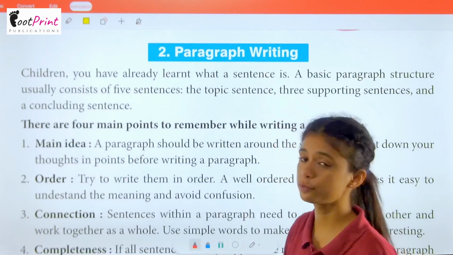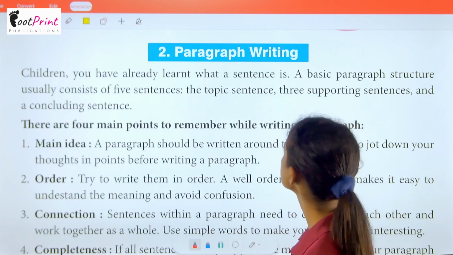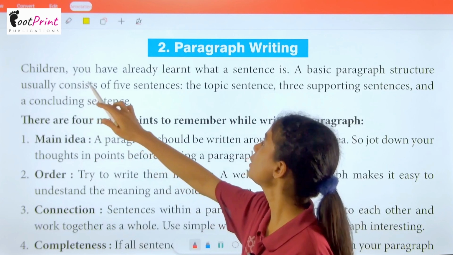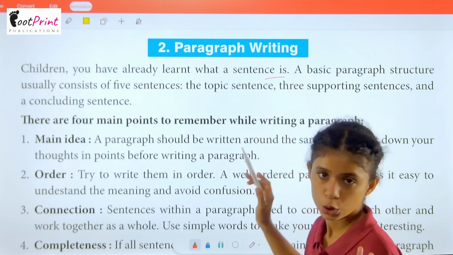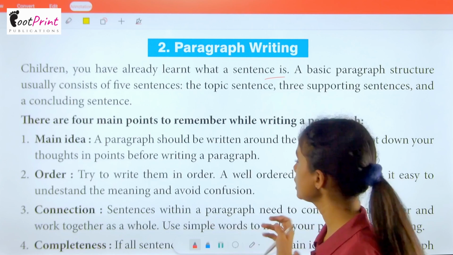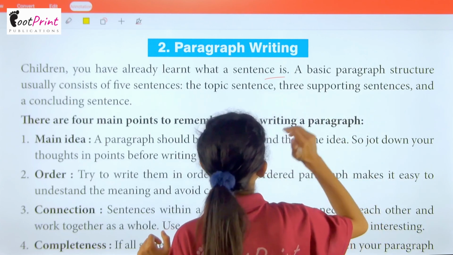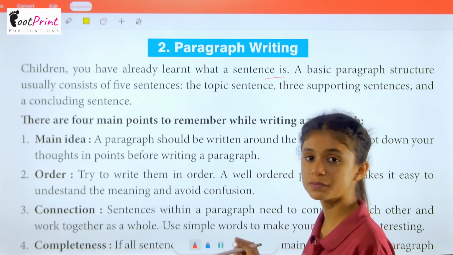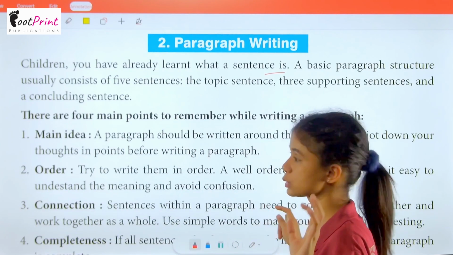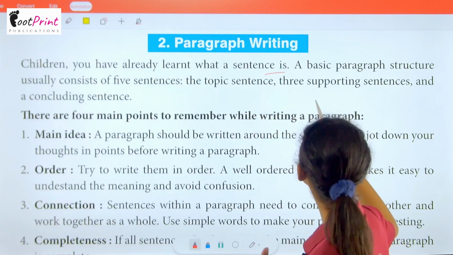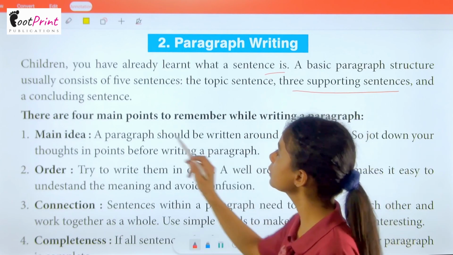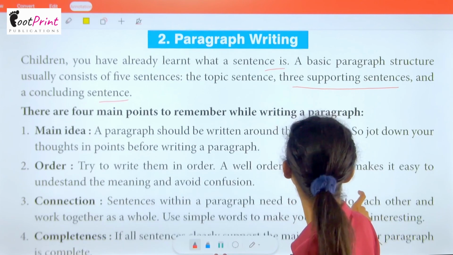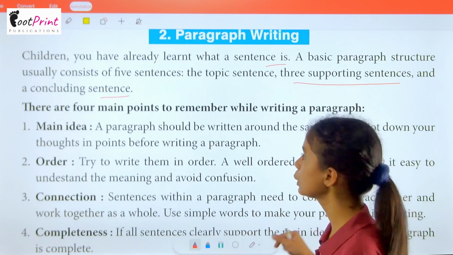Now the second thing we have to practice here is paragraph writing. Now, we will learn how to write paragraphs. Children, you have already learned what a sentence is. We have already learned it. A basic paragraph structure usually consists of 5 sentences, at least 5 sentences. The topic sentence, the three supporting sentences, and a concluding sentence. The first sentence is the topic sentence, the other three are the body or the supporting sentences, and the last one is a concluding sentence.